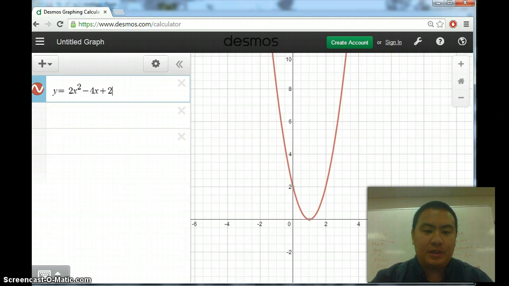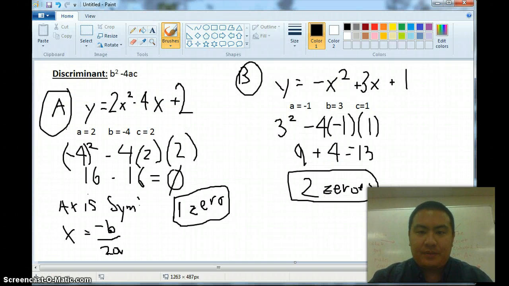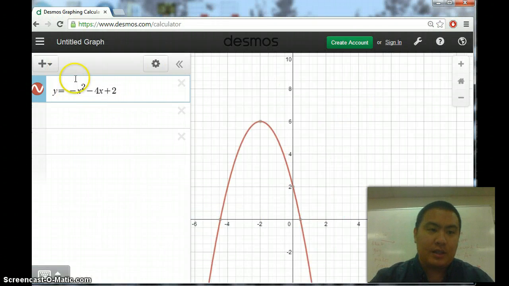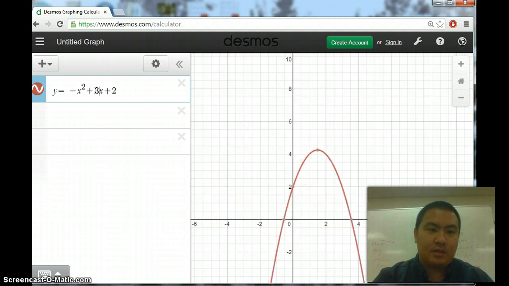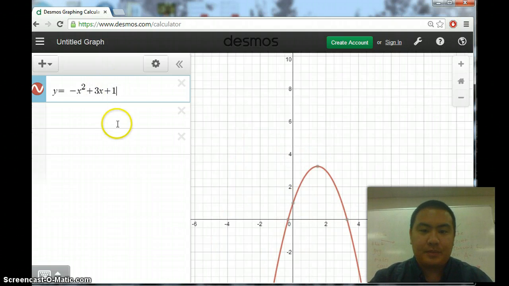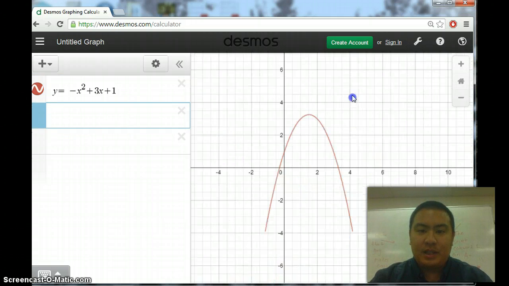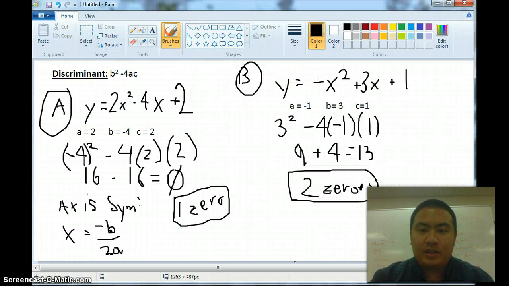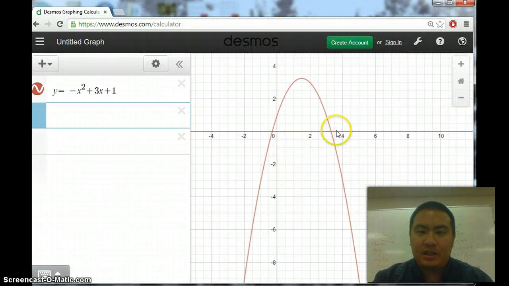Alright, now let's look at the other one and just confirm. We have negative x squared plus 3x plus 1. If we look at this one, how many zeros do we have? We have 2, right here and right here. It's going down now, and we see that it hits the x-axis twice. It says in B that we have 2 zeros, right? So exactly, we hit it twice, right here and right here.